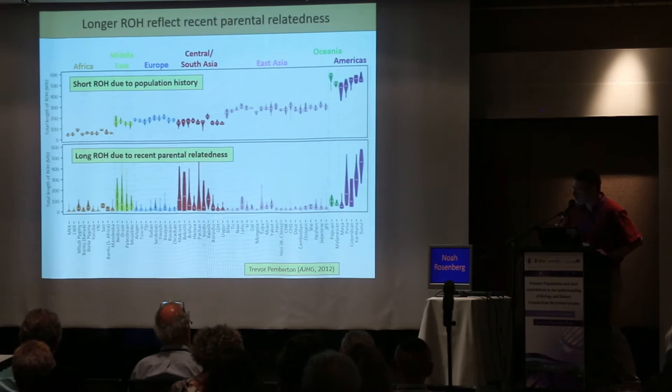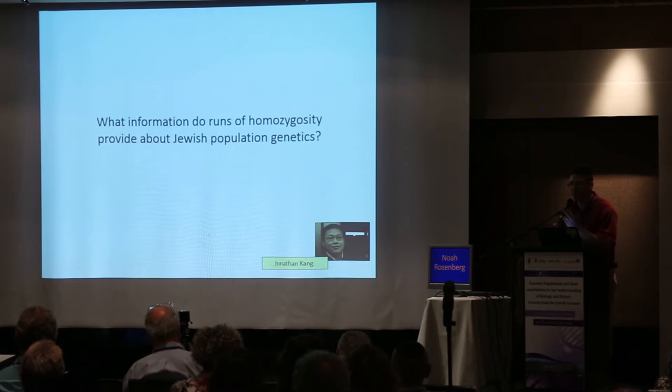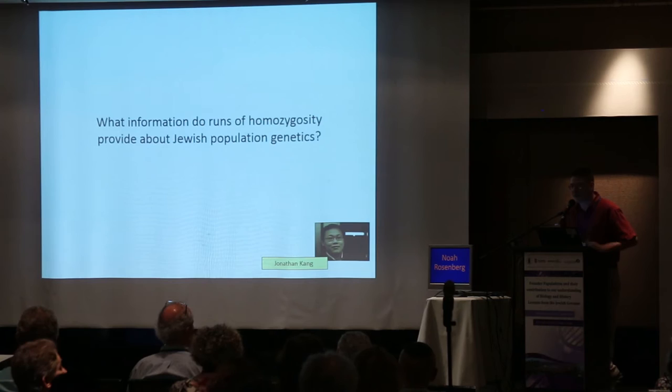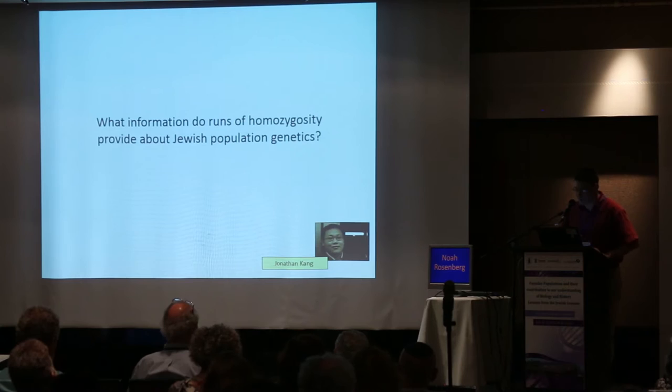Our interest has recently been in trying to understand what we can learn about runs of homozygosity in relation to Jewish population genetics. So this is an investigation about population history using runs of homozygosity that has been a PhD project of Jonathan King.